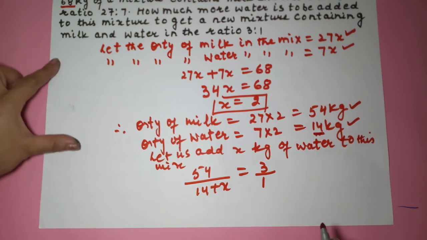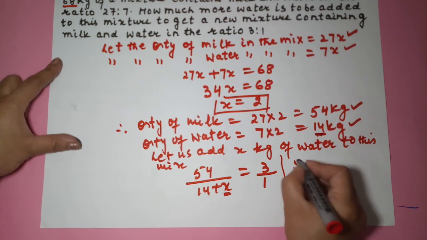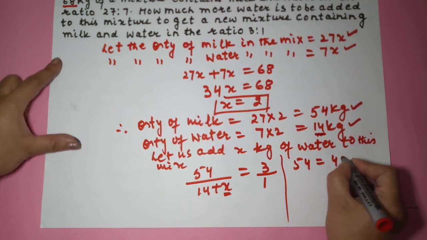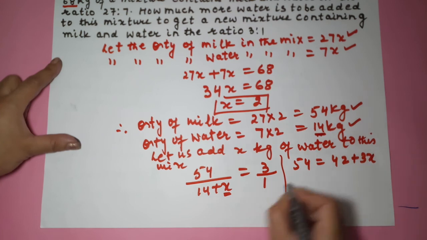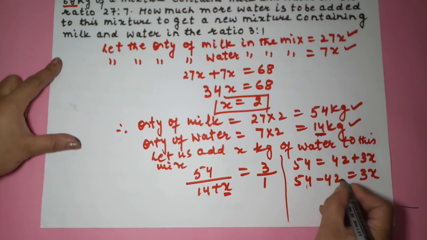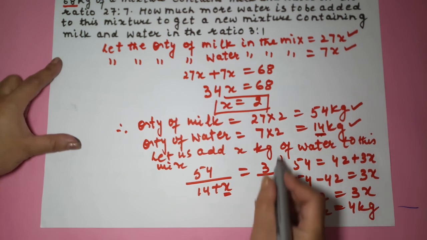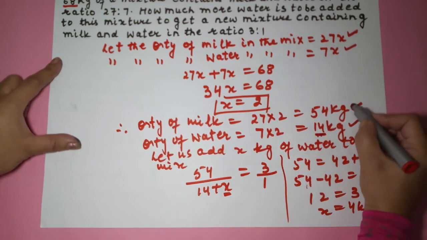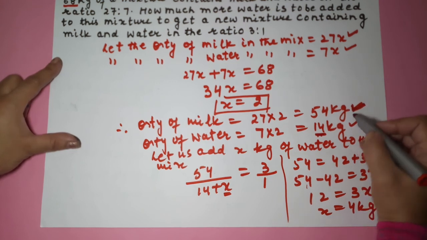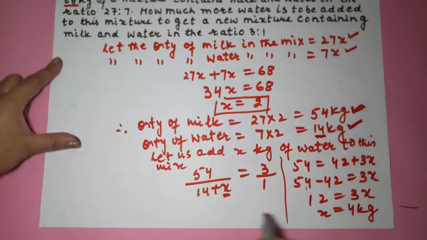Okay. So let's cross multiply. Now we need to get this x. So this will be 54 is equal to 42 plus 3x. So 54 minus 42 is equal to 3x. 12 is equal to 3x. So your x is 4 kilograms. When you add 4 kilograms of water to this mixture, in which we have 54 kilograms of milk and 14 kilograms of water, then the ratio of that mixture will change into ratio 3:1.